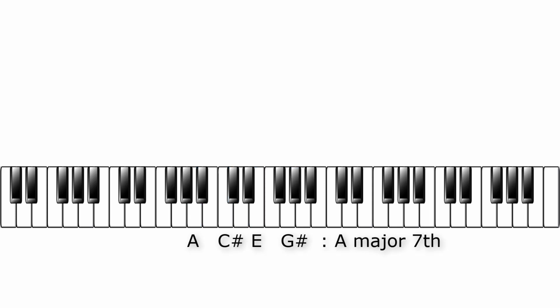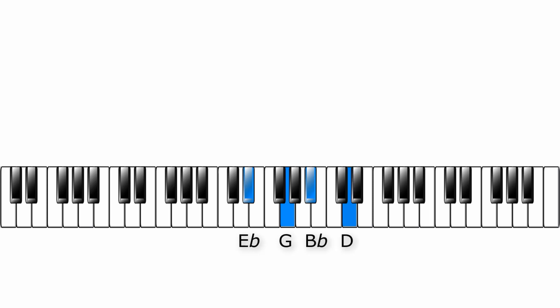For E flat, the E flat major triad consists, as we know, of the notes E flat, G and B flat. The major seventh is a half tone below the root. E flat is the root. This is the major seventh, the D. So E flat, G, B flat, D is the E flat major seventh chord.